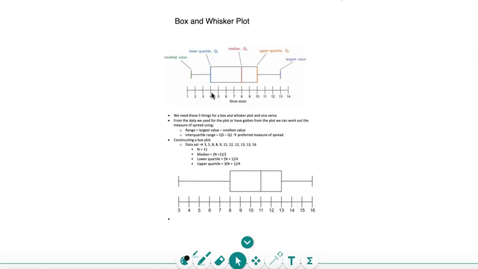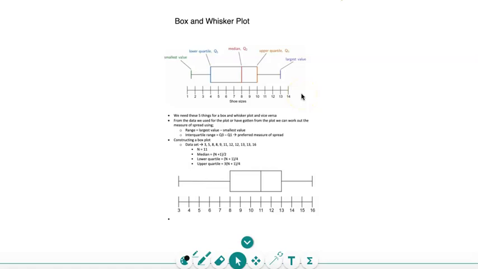And then we have the median, which is our middle number, the upper quartile, which is the number at the 75th percent position or at 3/4 of our data set. And we also have the largest value. So these are the 5 things we need to be able to construct a box and whisker plot: smallest value, lower quartile, median, upper quartile, and largest value.